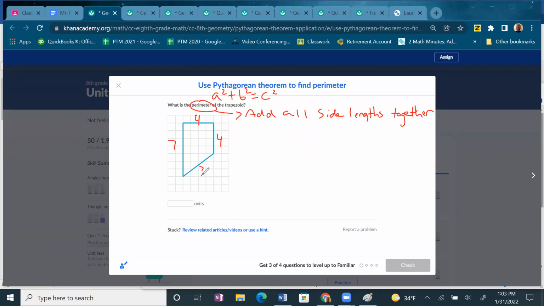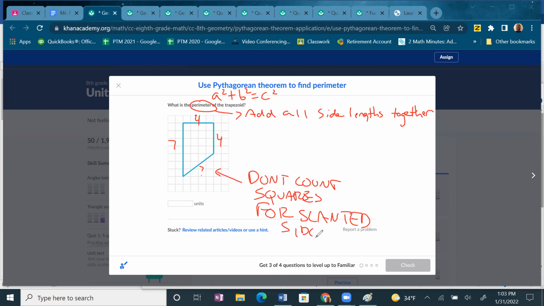And now the mystery side. And you can't count the squares for that one. Don't count squares for slanted. If you do that, you're just not paying attention to this video. Okay, so what we're going to do is use the Pythagorean theorem. Okay, we're going to cut this into a right triangle.